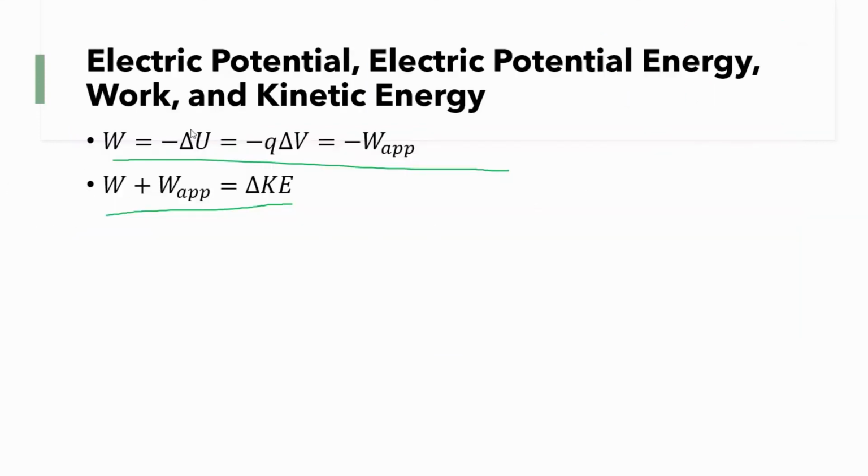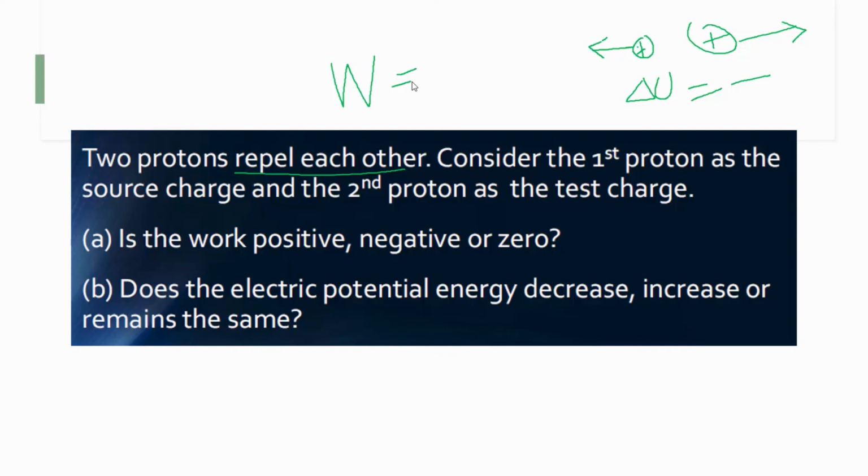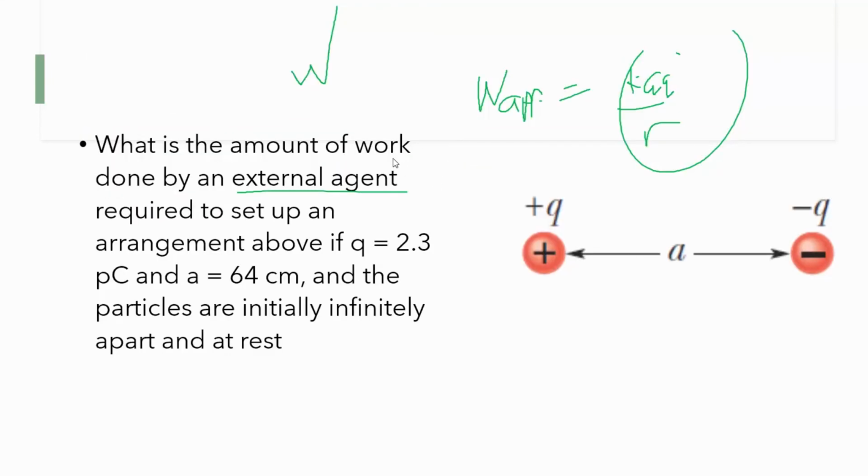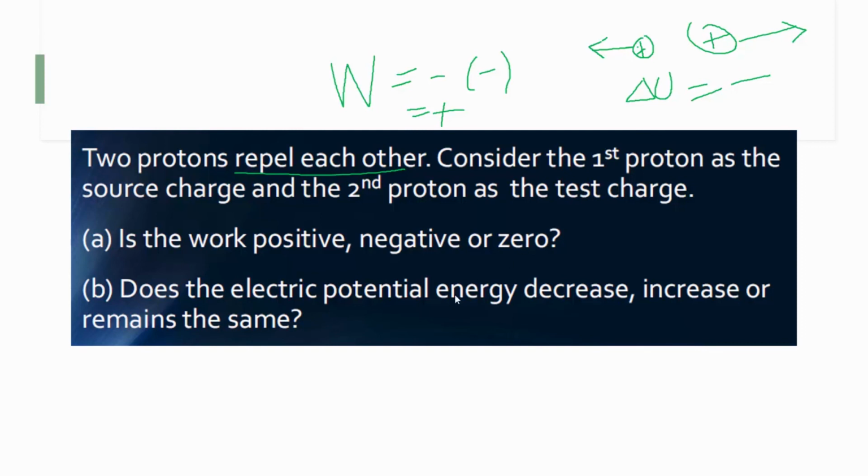Then, balik ka sa formula. Work by the electric force is equal to negative delta U. So, ito ay negative of a negative. Yung sagot ay positive. The work by the electric force is positive. Pero, yung work applied is negative. So, ang work applied equal yan sa delta U. So, ang delta U ay negative. Ang work applied is negative. So kung may word dito na external agent, ang sagot is negative. Pero since wala, sagot ay positive.